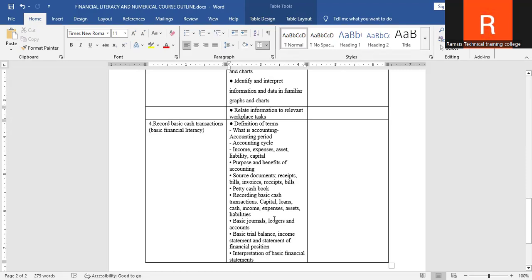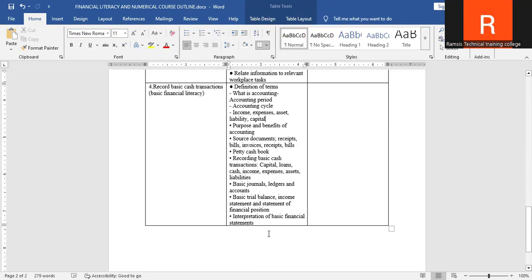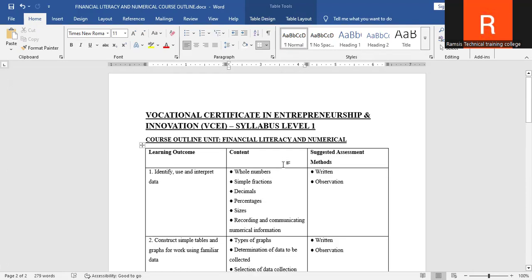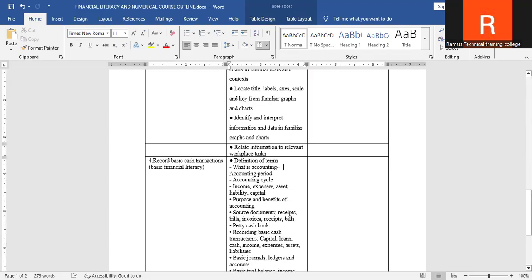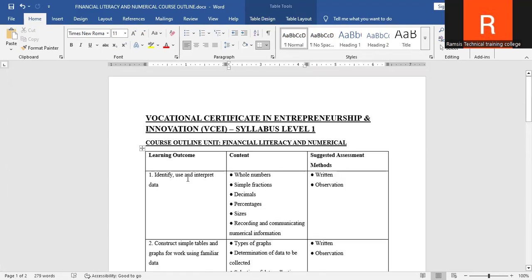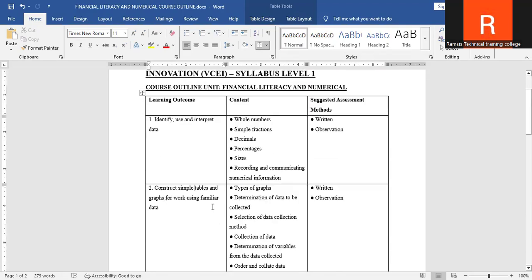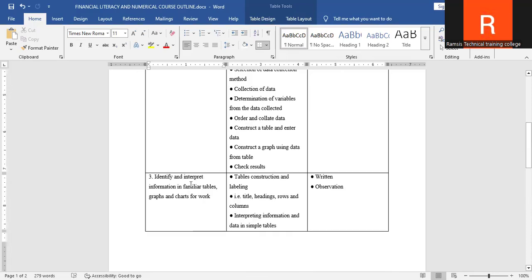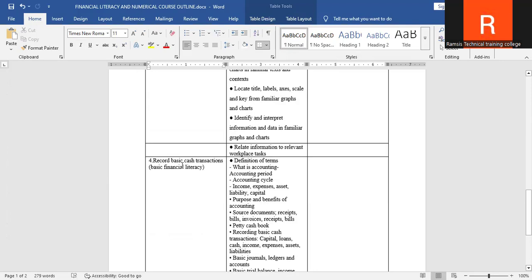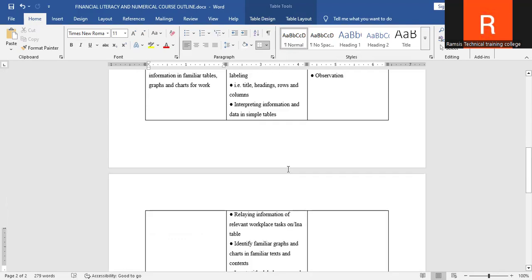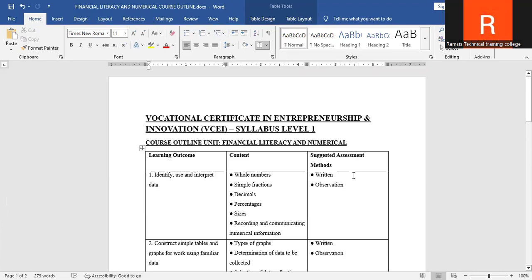And also be able to know the trial balance, income statements, and statements of financial position, and interpretation of basic financial statements. So basically, you have got how many topics? These are 4. That is from identify, use and interpret data, construct simple tables and graphs for work using familiar data, identify and interpret information in familiar tables, graphs and charts for work, record basic cash transactions and basic financial literacy. So these are the topics under this unit, financial literacy and numerical.